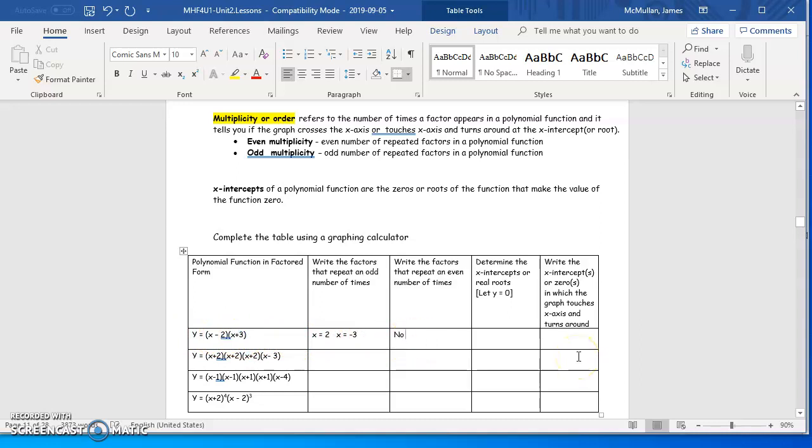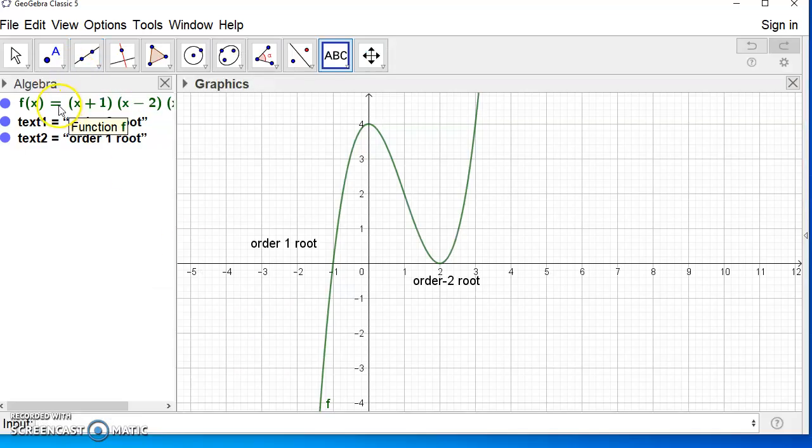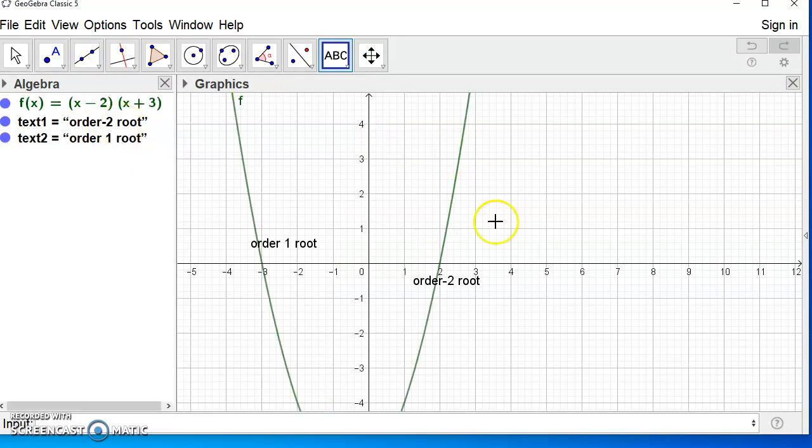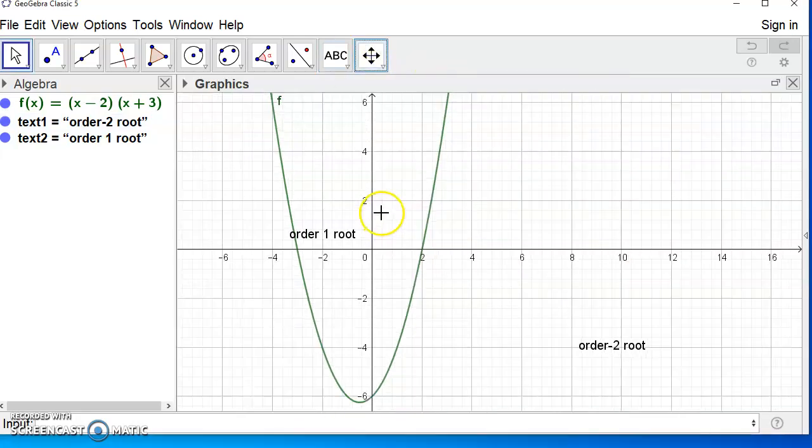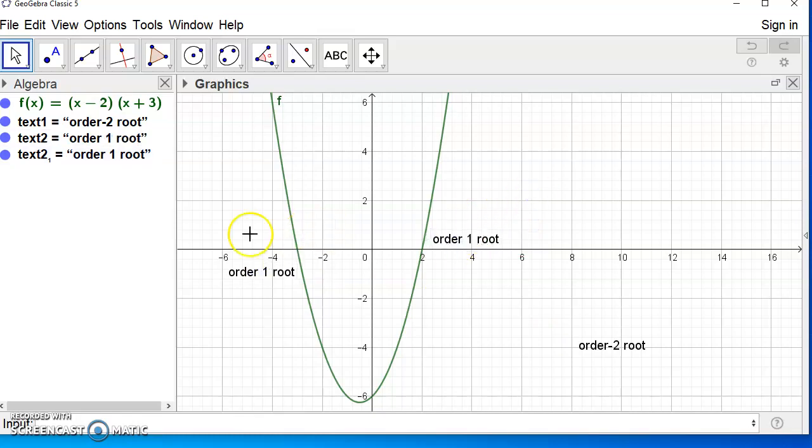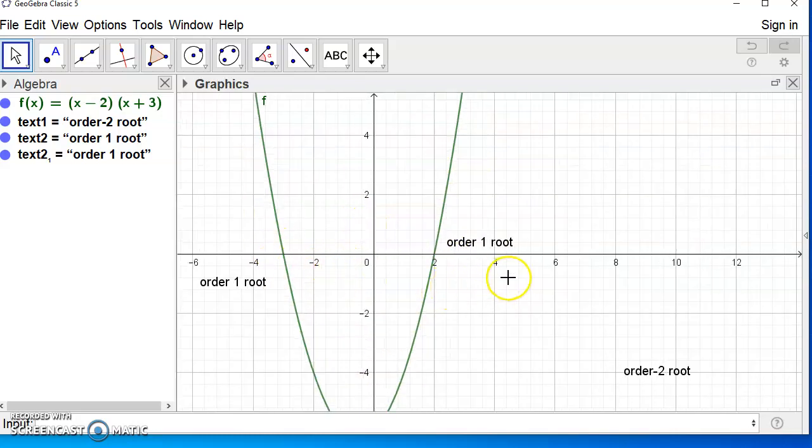Here there are none. There are no factors that repeat an even number of times because each one only shows up once. And when we look at the x-intercepts of this one, f of x equals x minus 2 and x plus 3, you see that instead of there being an order 2 root like last time, there's just an order 1 root here and another order 1 root over here. So they repeated an odd number of times, once each, and the behavior of the function is to just go cleanly through the x-axis at those two values.